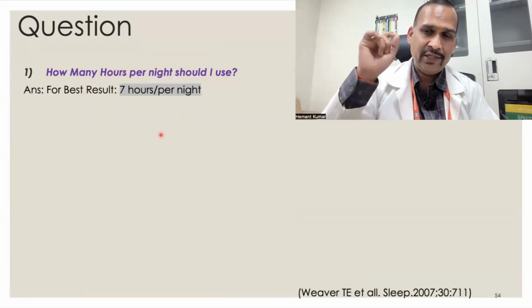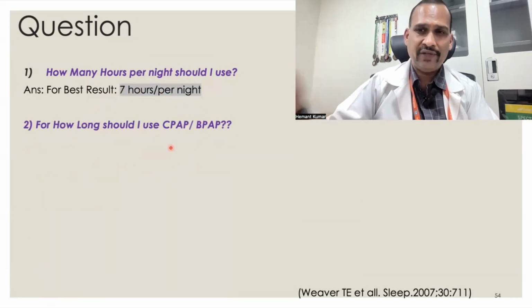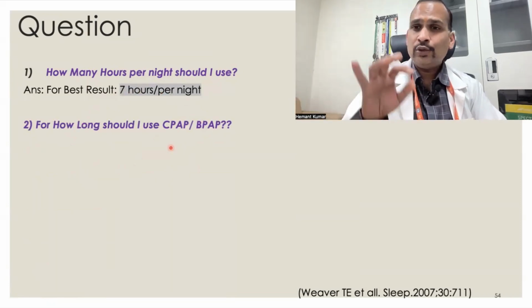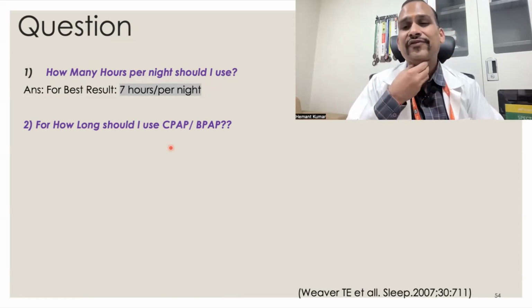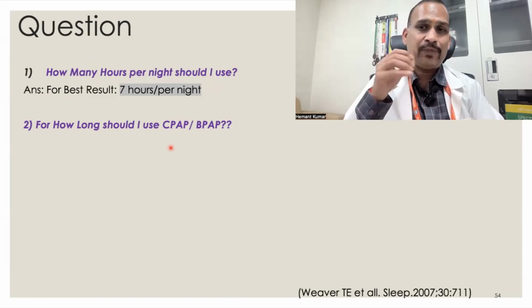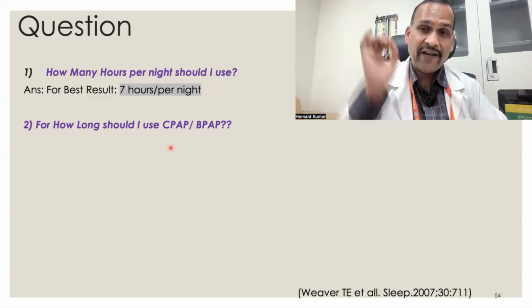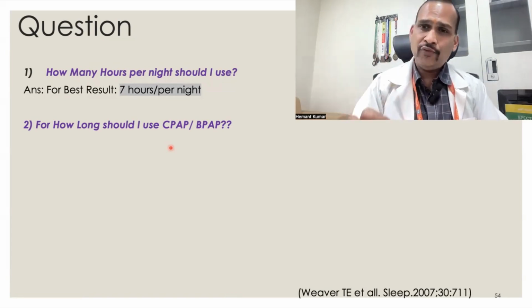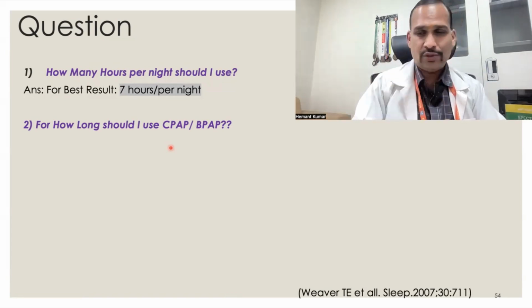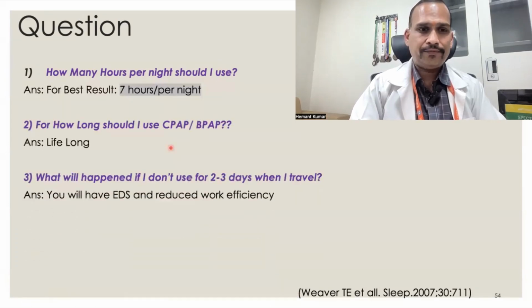Daily. The patient has to use it daily. Another question: how long should I use it? One month, two months, four months, one year? How long? So you have to tell the patient that your problem is permanent. Your muscle weakness, your tongue, all is permanent. So you have to use it for a long time, lifetime. You have to use it for a lifetime, even if you lose the weight, you still have to use CPAP for your problem.